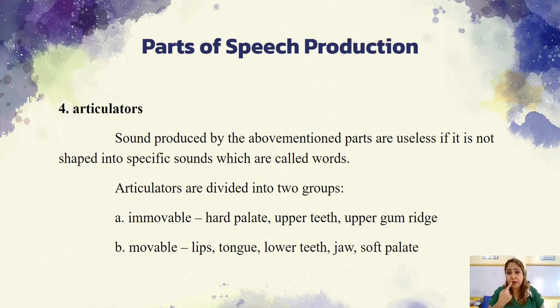You have the tip of the tongue, which is called the apex. You have the front of the tongue, the middle of the tongue, and the back of the tongue. So why is the tongue divided into these 4 parts? Of course, you touch different parts of your tongue depending on the sound that you're going to produce.